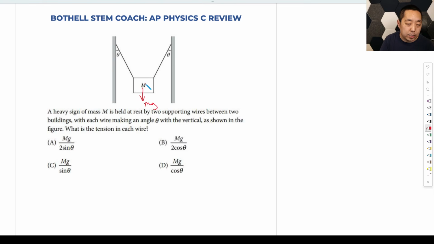Then we say what's touching it. Well, there's wires touching it. So there's a tension force here, and that's an angle theta with the vertical, and then there's a tension force here. And it's going to be the same, but we'll talk about why that is in a second. This angle is theta. Anything else touching it? No, we're done with our free body diagram.